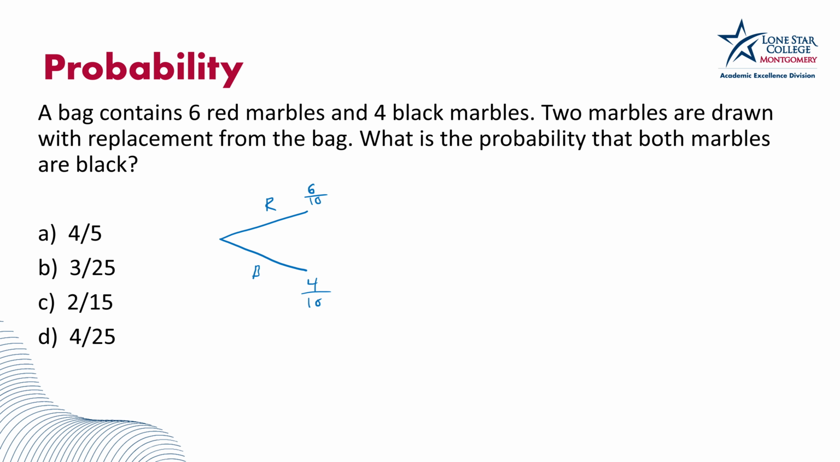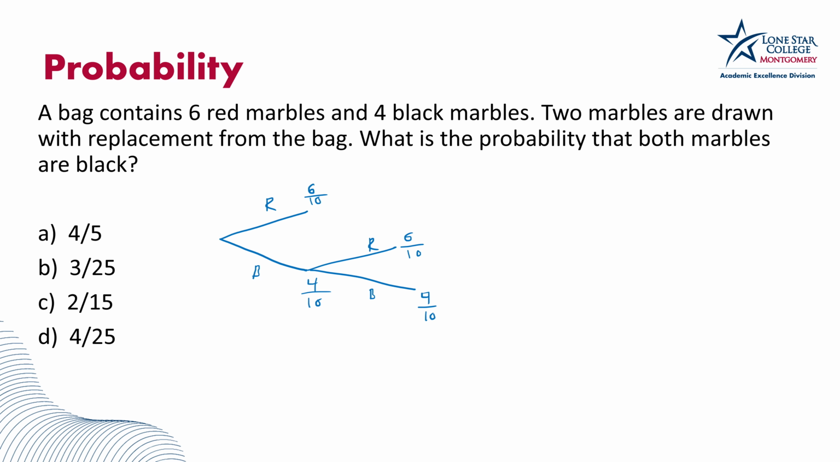Now, the question says, what's the probability of drawing both black marbles? So on our second attempt, we would do another 2 offshoots, red and black. If our first draw was a black marble, we would go off of here. That means it would still be the same probability for black and red. So it'd be 4 out of 10 for black and 6 out of 10 for red.